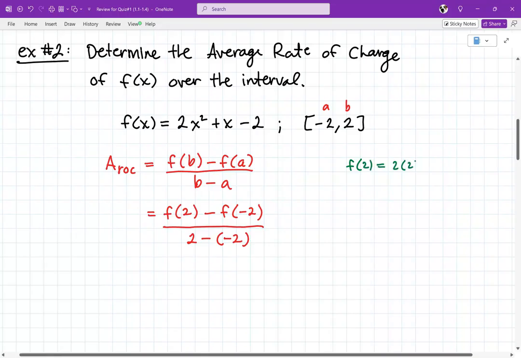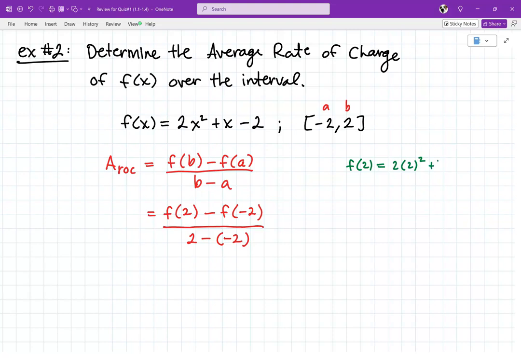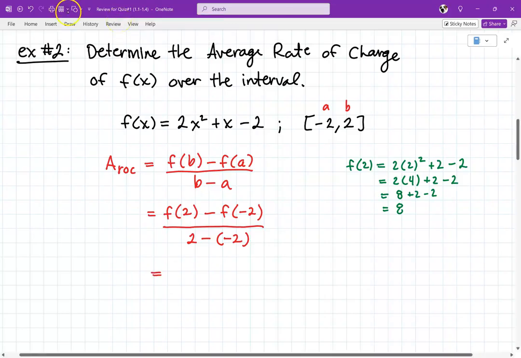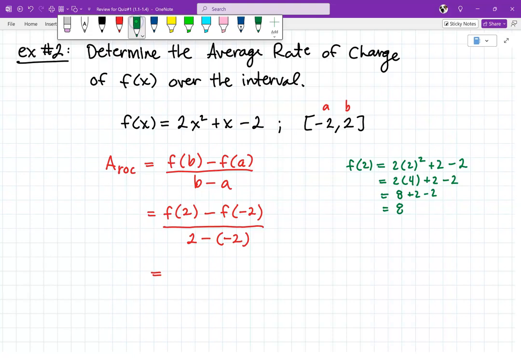That's 2 times 2 squared plus 2 minus 2. I plugged it into f of x, okay? So let's see. That's 2 times 4 plus 2 minus 2. That's 8 plus 2 minus 2. So that's equal to 8. And again, you guys can do this on your calculator. You don't have to do it the way I'm doing it, right? You can have it do the work for you. So I know that f of 2 is 8, so I'm going to put that right here.